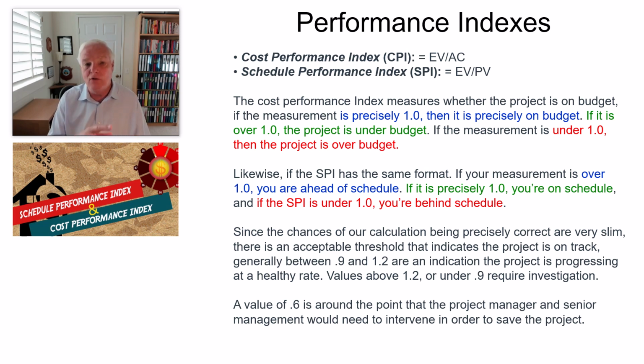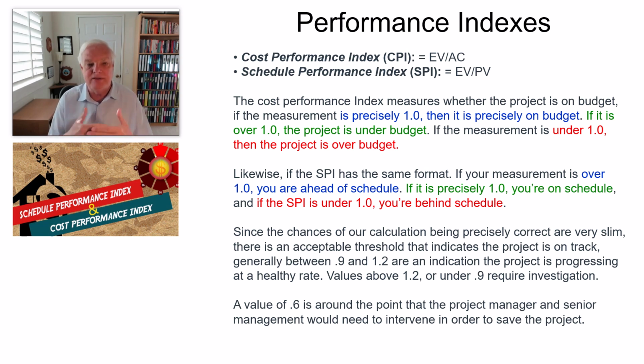If it is over 1.0, so if it's 1.2, 1.4, that means the project is under budget. That means you're getting more bang for your buck. If the measurement is under 1.0, then the project is over budget. You're not working your resources as effectively as you should be, and it's reflected there.